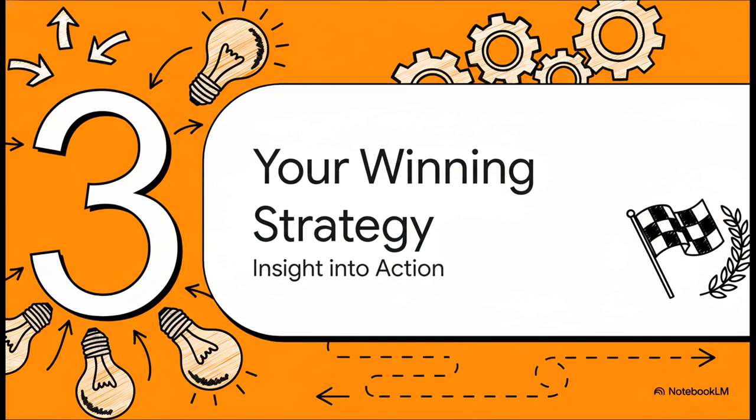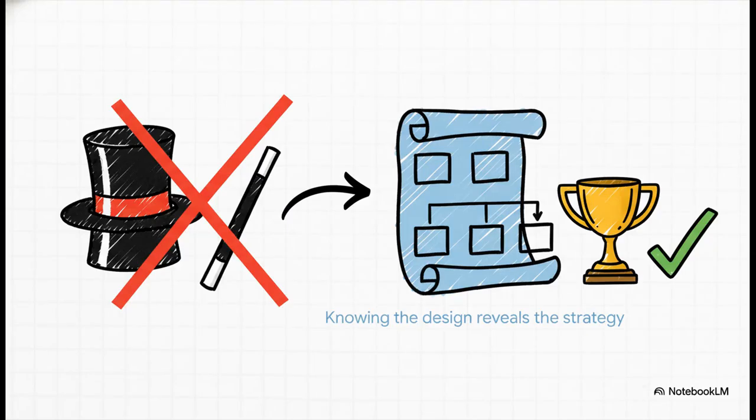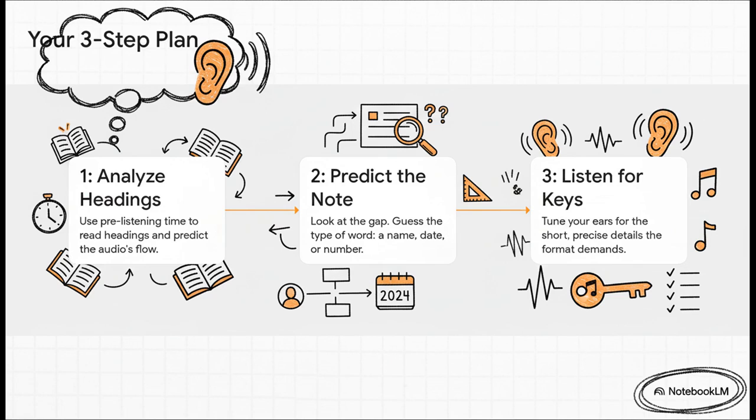Okay, so we've taken the whole thing apart piece by piece. Now for the fun part. Let's turn all that insight into action. Let's build your winning strategy. And this is where it all pays off, because once you know the design, the strategy just reveals itself. This isn't about hoping for the best. It's about using logic to your advantage. So here it is, your 3-step game plan.